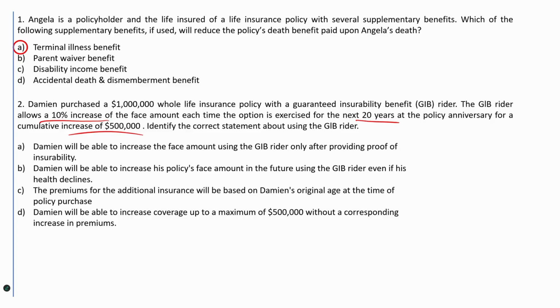The premiums for the additional insurance will be based on Damien's original age at the time of policy purchase, which, as I mentioned, is wrong. It's going to be based on the attained age. We call it attained age. All right, so not the original age.